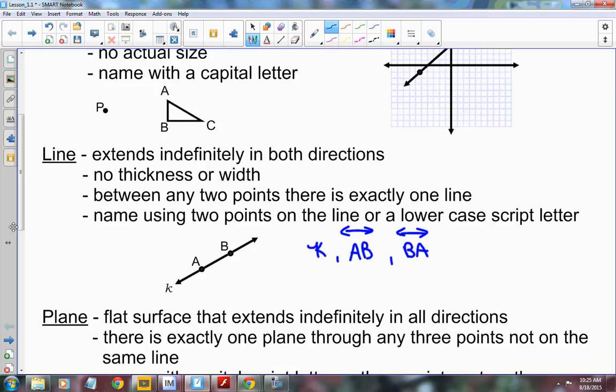Even if there was another point, say there was a C on that line, you could use that instead of the A and the B, okay? So you could do AC or BC, but you never use more than 2, okay? There could be 15 points on that line. You wouldn't want to use all 15. You're just going to pick 2 to name the line, okay? All right, so that's how you name a line.